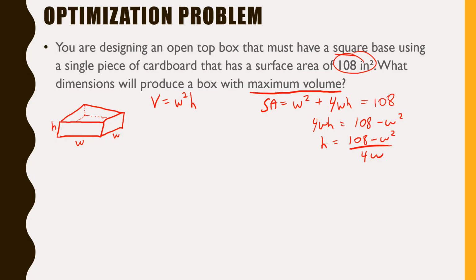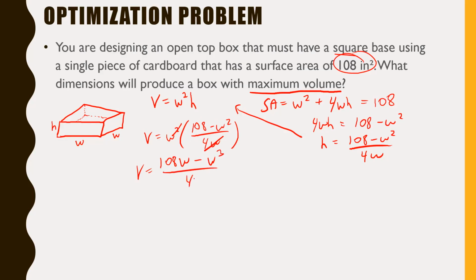Now that I have an expression for H, I can substitute this back into the other formula over here. This will give me V equals W squared times, instead of H, I'll write (108 minus W squared) over 4W. Now, because there's a W squared here and a W on the bottom, it'd be easier for us just to cancel out one of these W's, and then we only have a single W to distribute through the top. So this gives me volume equals (108W minus W times W squared, which is W cubed) over 4.